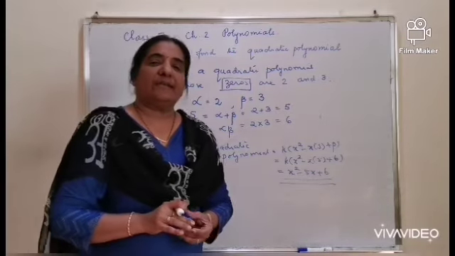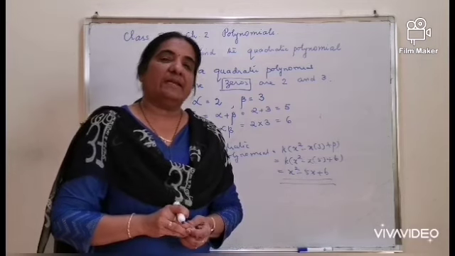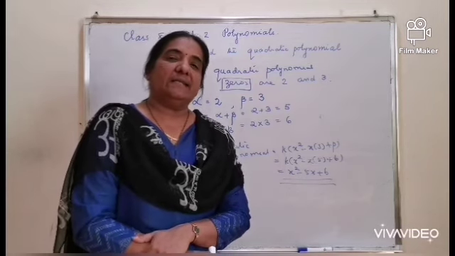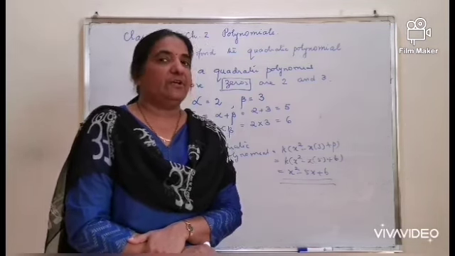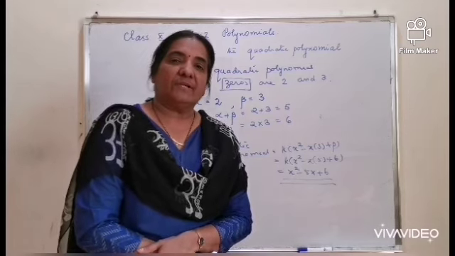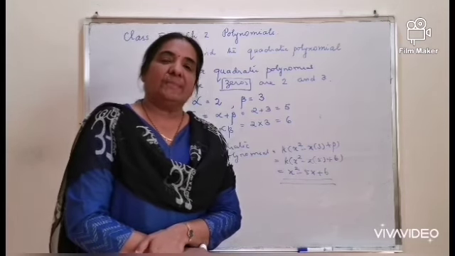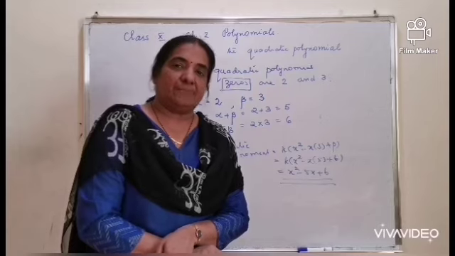So for questions on finding a quadratic polynomial, read and understand whether directly the sum and product of zeros are given or the zeros are given. If zeros, please call them alpha and beta separately.